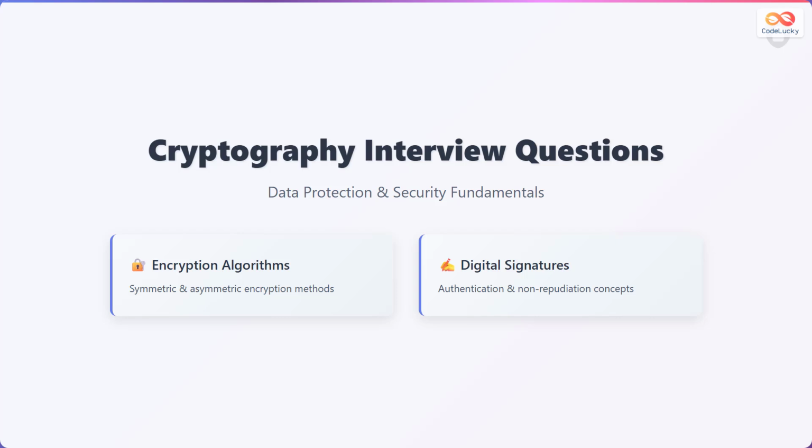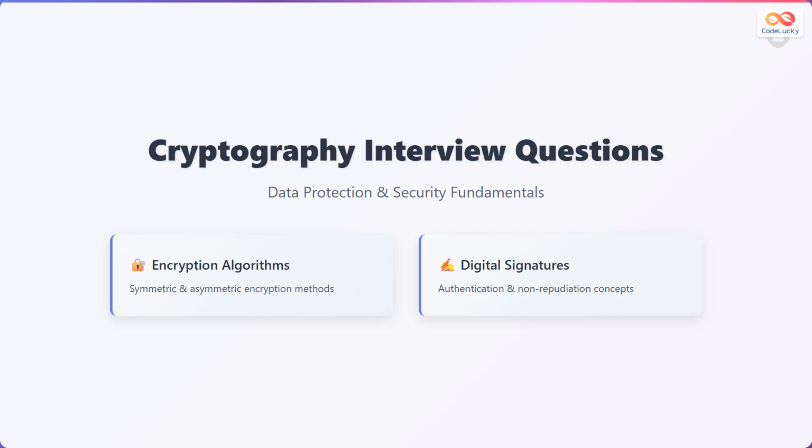Welcome to our comprehensive guide on cryptography interview questions focused on data protection and security fundamentals. Cryptography forms the backbone of modern digital security, protecting sensitive information from unauthorized access. Today's discussion covers 4 essential areas that frequently appear in technical interviews.